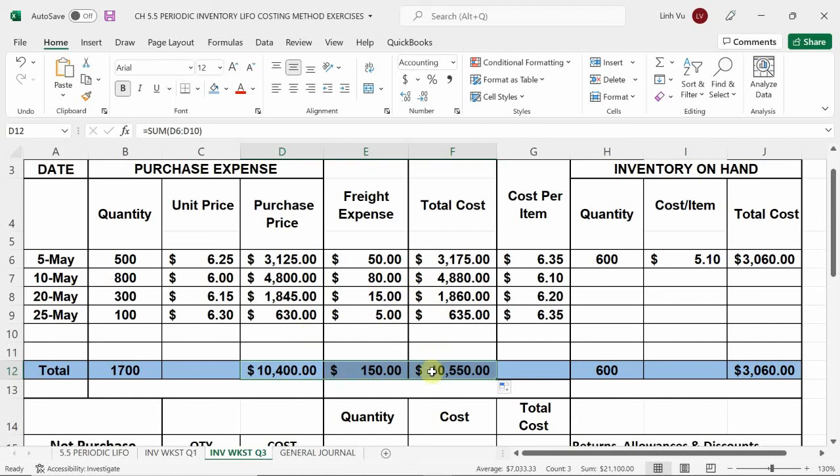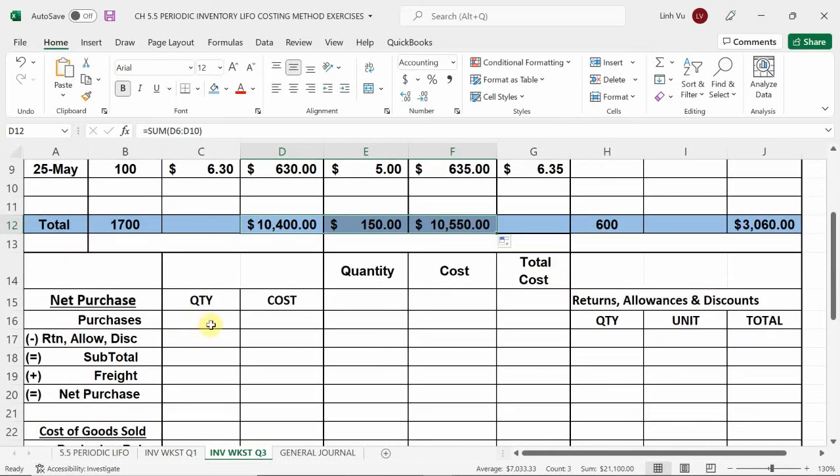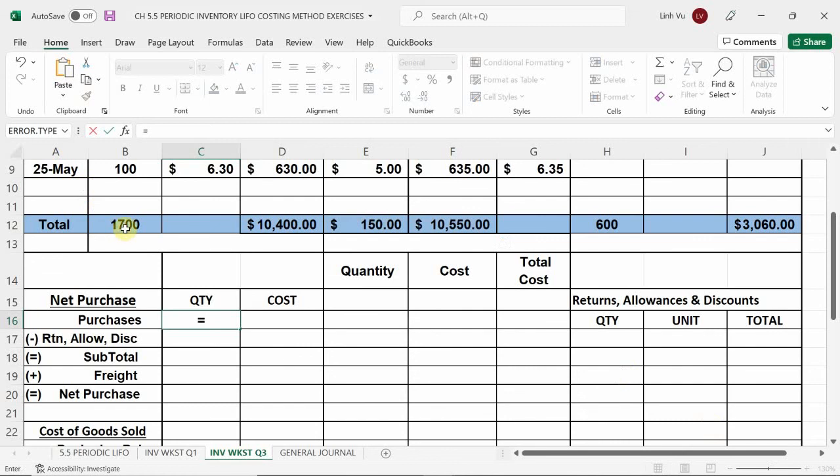That's what I just used Excel for. I just tallied up the totals, but you could have gotten the same answer by adding these two numbers here. Okay. So now let's go ahead and plug our numbers into our inventory worksheet. So quantity I purchased was 1,700 at a total of 10,400. We don't have any returns or any allowances.